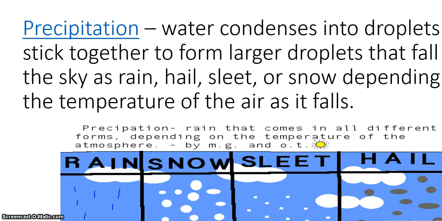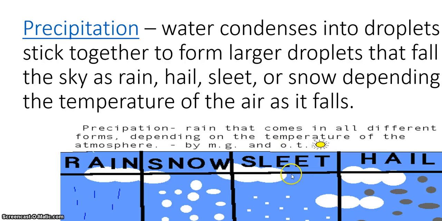Precipitation is when the water condenses into droplets that stick together to form larger droplets that fall from the sky as rain, hail, sleet, or snow, depending upon the temperature of the air as it falls. For it to be rain, it generally starts as snow, and the snow then melts. For snow, it has to be below freezing all the way down.